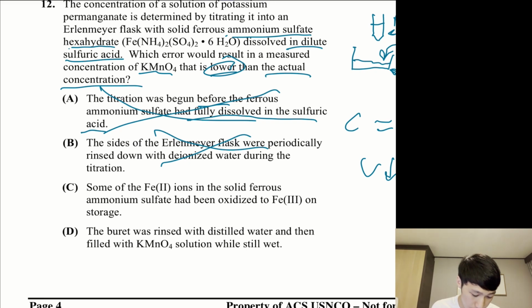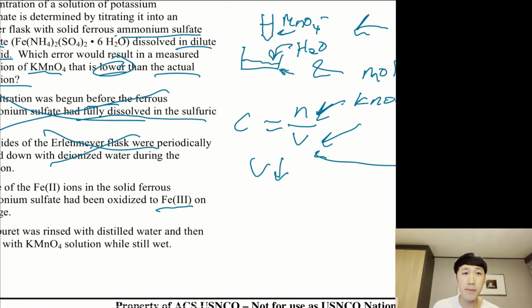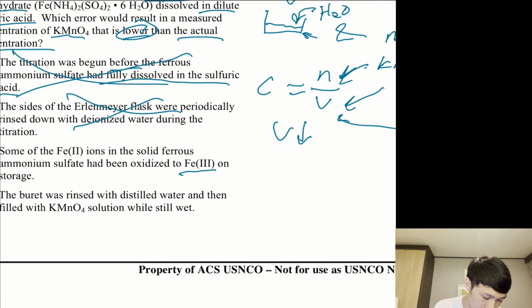C, some of the iron 2 ions in the solid ferrous ammonium sulfate has been oxidized to iron 3 on storage. Now, if we imagine what permanganate does when we react it with ferrous ammonium sulfate, permanganate is a strong oxidizing agent. And what it's going to do is oxidize these iron atoms, these iron ions. And if you imagine that we already oxidized some of the iron 2 to iron 3, we're not going to need as much permanganate to oxidize the rest of the iron 2 because there's less iron 2 in the solution, in the sample. So the volume again is going to go down and our concentration is going to go up.